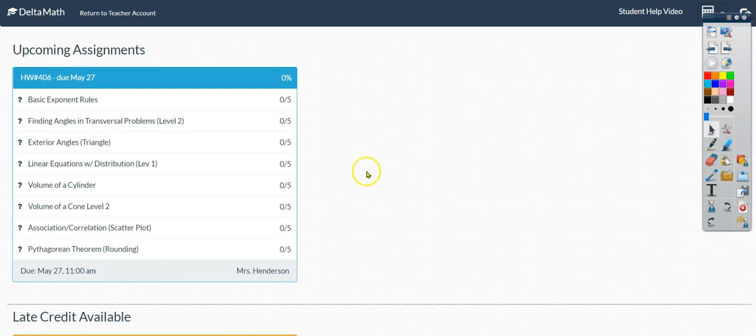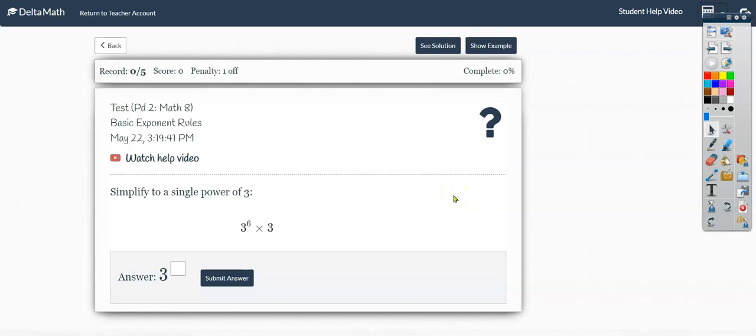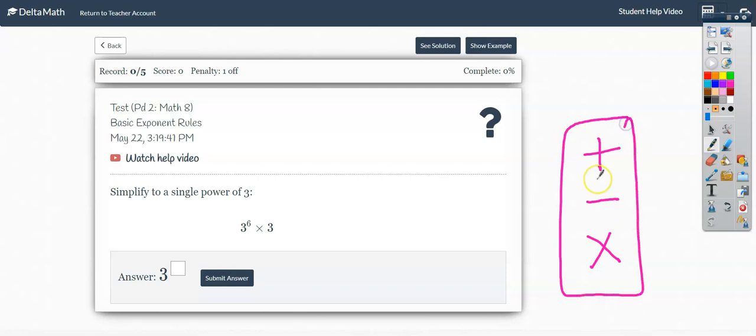Let's take a look at the questions in homework number 406. First is basic exponent rules. So open up your notebook to the section on exponents and notice that there are different operations you can perform. You can add exponents, you can subtract exponents, and you can multiply exponents. Those are the only three things you can do.